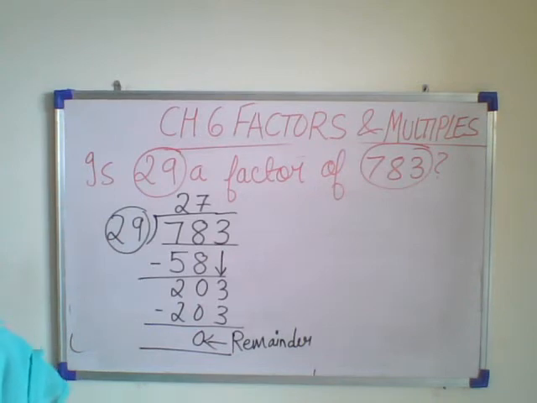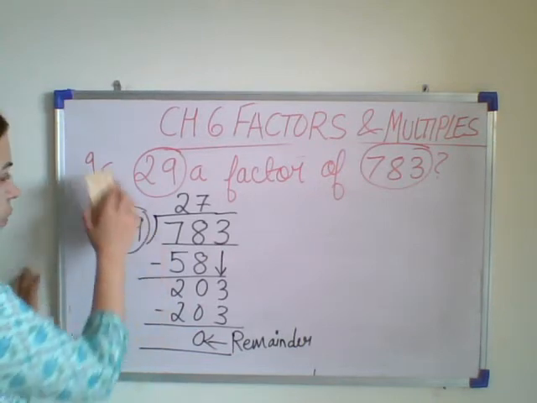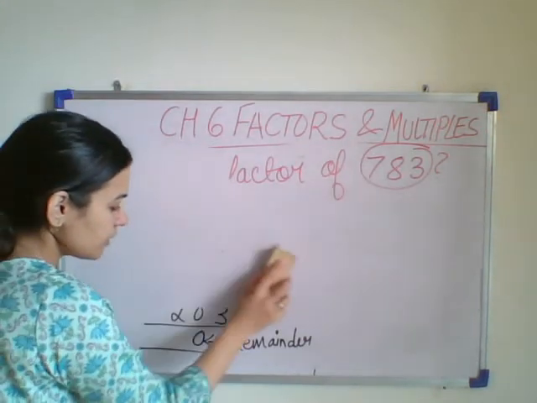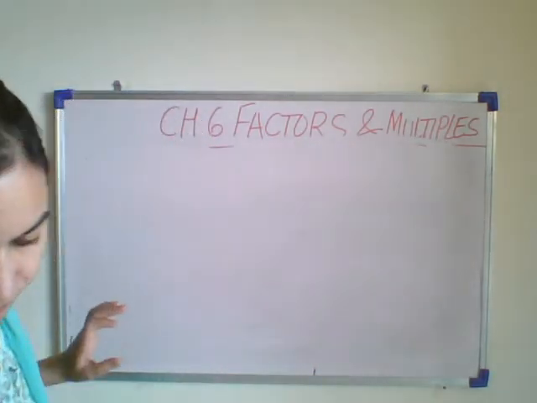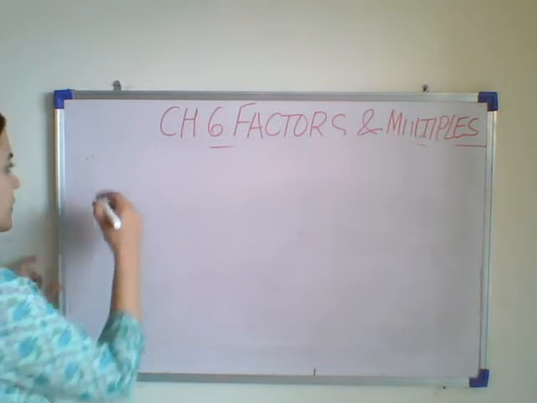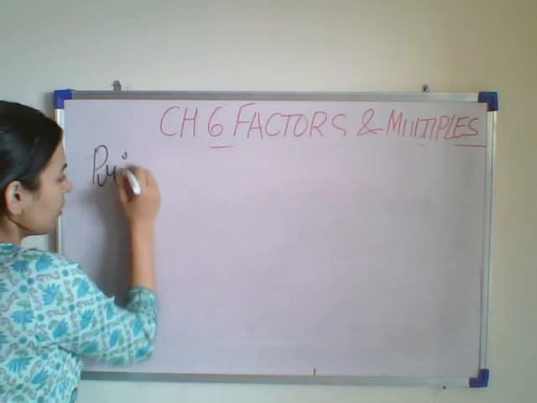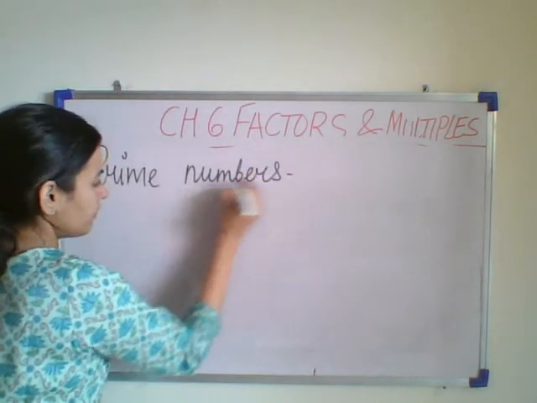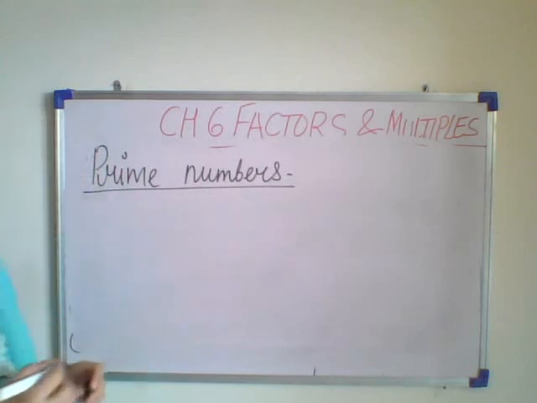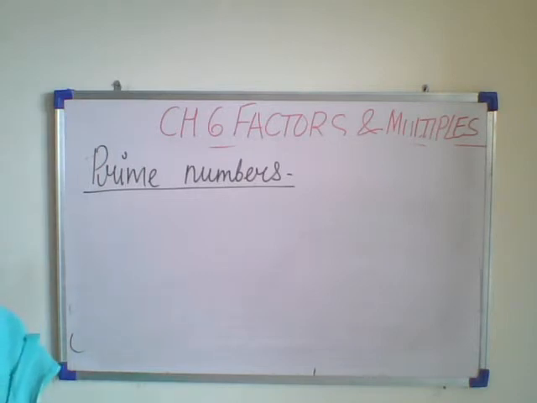Next we will be studying what are the prime numbers and what are the composite numbers. Let us study. First let us study what are the prime numbers. A prime number is a natural number greater than 1 which has only two different factors, namely 1 and the number itself.